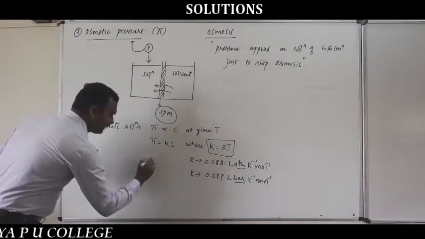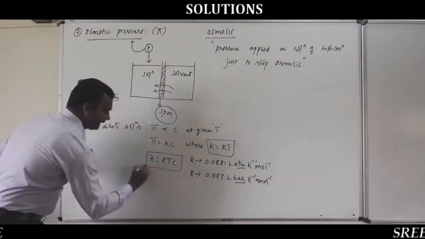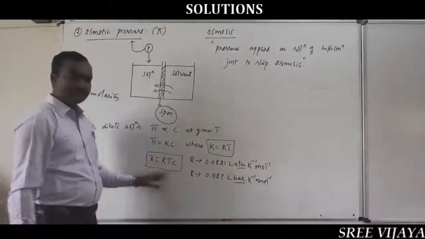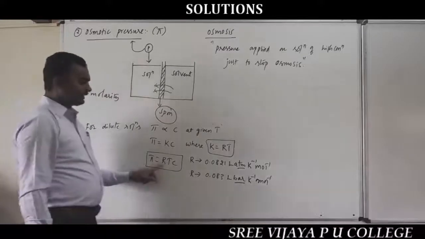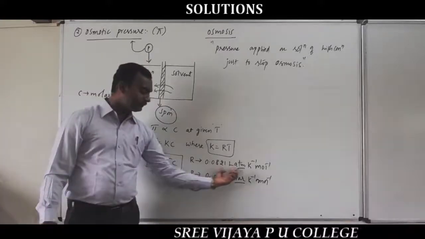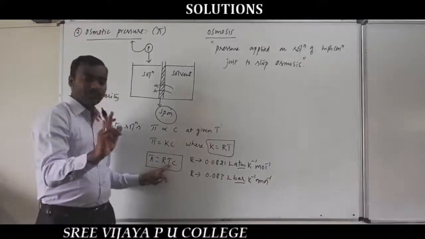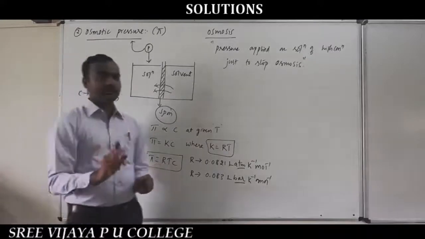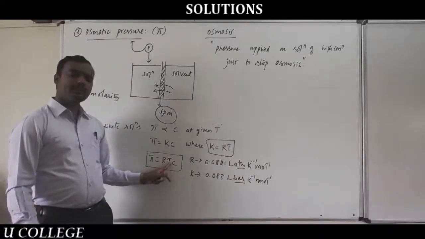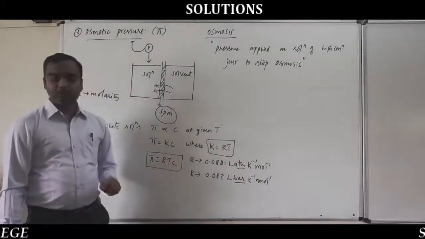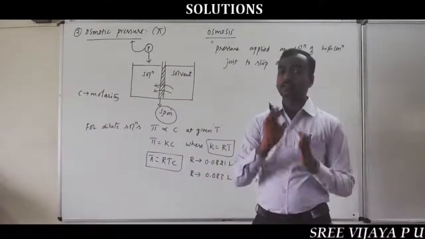So therefore, look at the equation: pi is equal to RTC, or we simply say CRT to remember it. So pi is equal to CRT or RTC. What is R? The gas constant, and I have given the value in both atmosphere and bar. And T is the temperature in Kelvin. Very important: in a problem, the temperature may be given in degrees Celsius, so convert it to Kelvin by adding 273.15, or approximately 273. C is the concentration in terms of molarity.